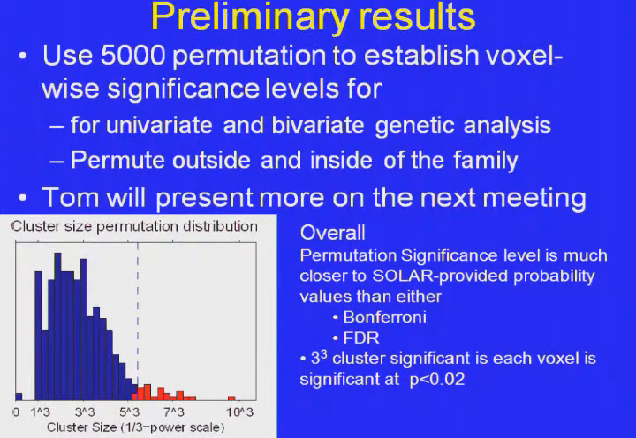What we did was, he used about 5,000 permutations to establish voxel-wise significance for univariate and bivariate genetic analysis, albeit John Blangero is not very happy with the way permutation for bivariate genetic analysis was performed, since it permuted both inside and outside of the family. Hopefully Tom will present more at the next meeting, but overall, his finding was that the permutation significance level appears to be much closer to the significance level for the voxel-wise trait provided by SOLAR than the values provided by either Bonferroni or even FDR correction.